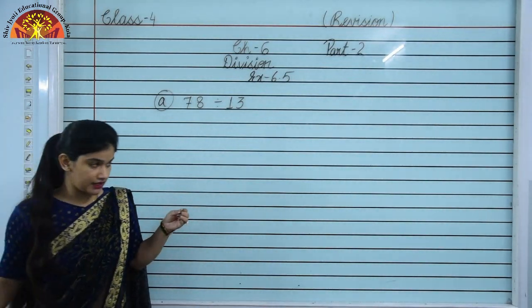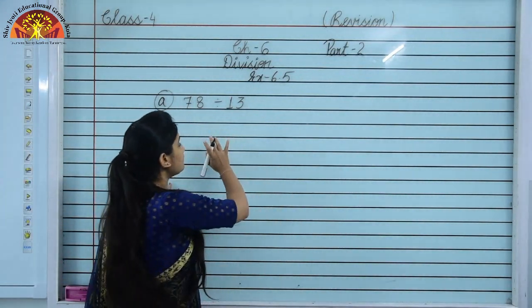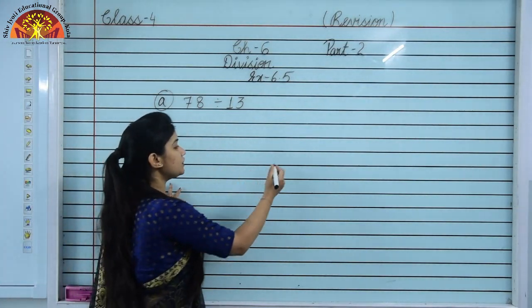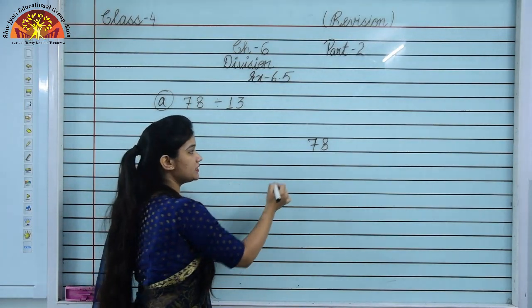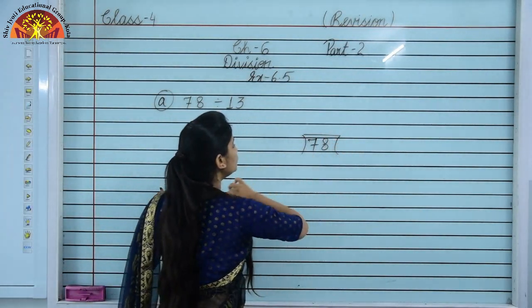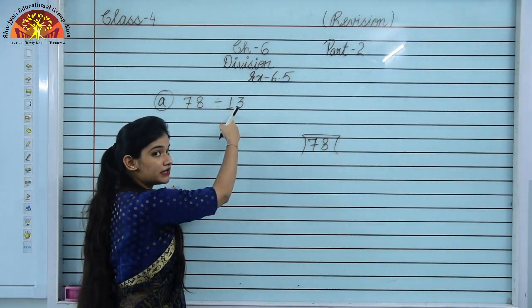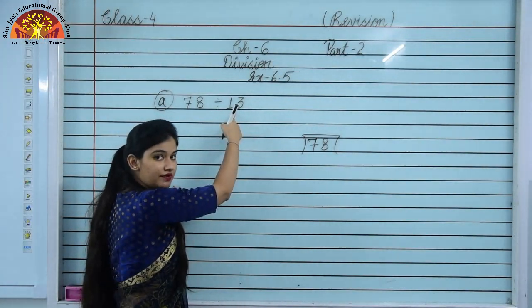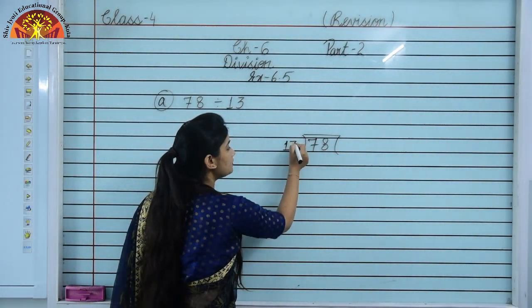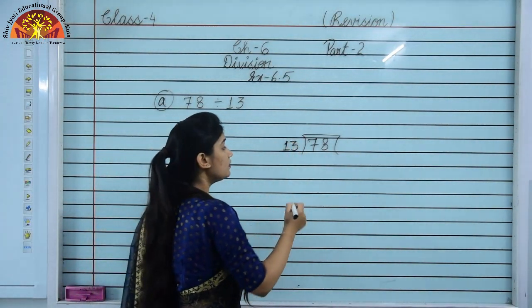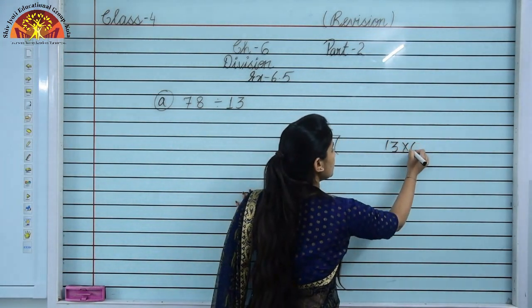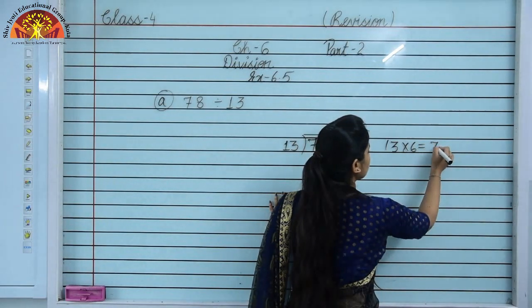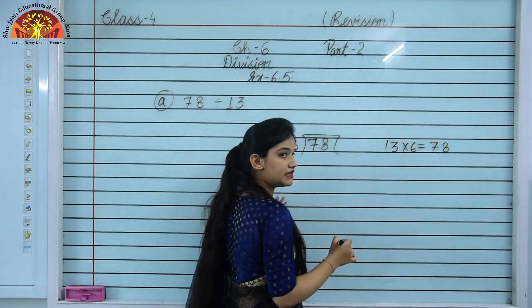So first we are finding actual quotient. So as I have told you in previous video also, here you will write 78, that is dividend, and then you will divide 78 by 13 and 13 is divisor. So 13 will write here. So now 13 6 times will get 78. Is it clear students?